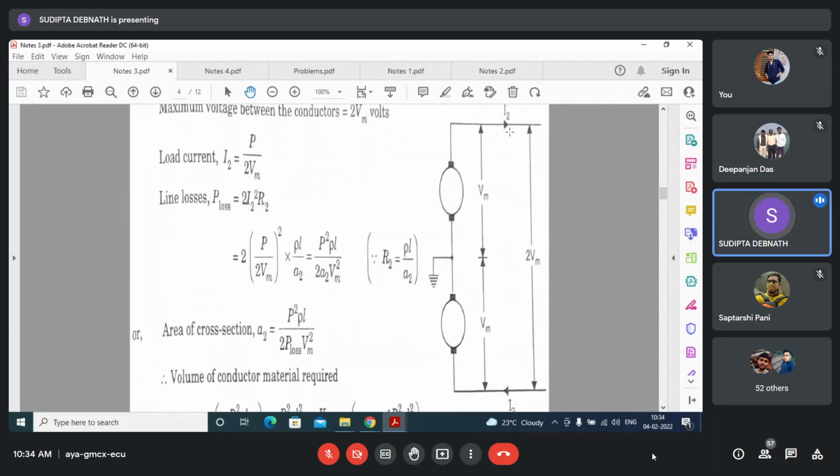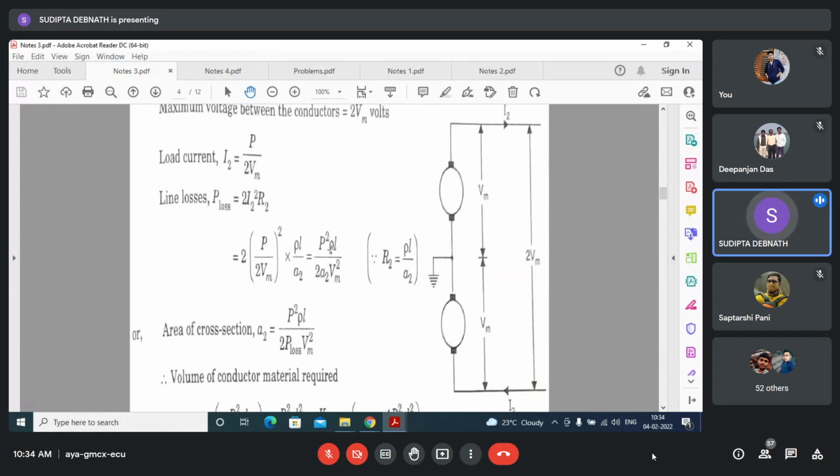So what is the power loss? Here midpoint is earth, but this wire is not available. Earth wire is not available. So the power loss will be 2I2 square into R. Okay, then substitute I2 from here. And R2 will be rho L by A2. So it will be this one.